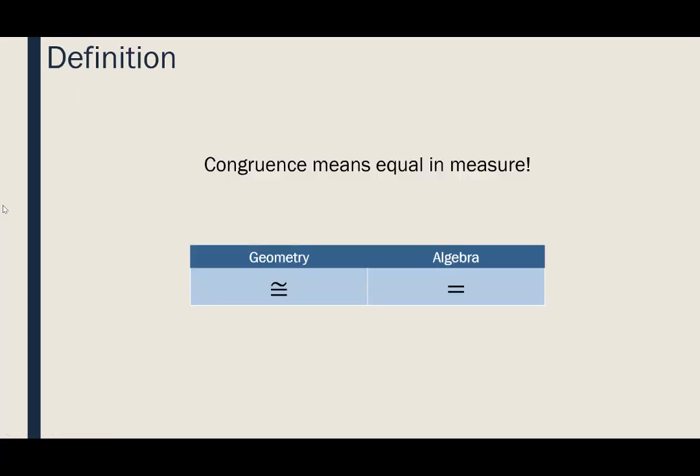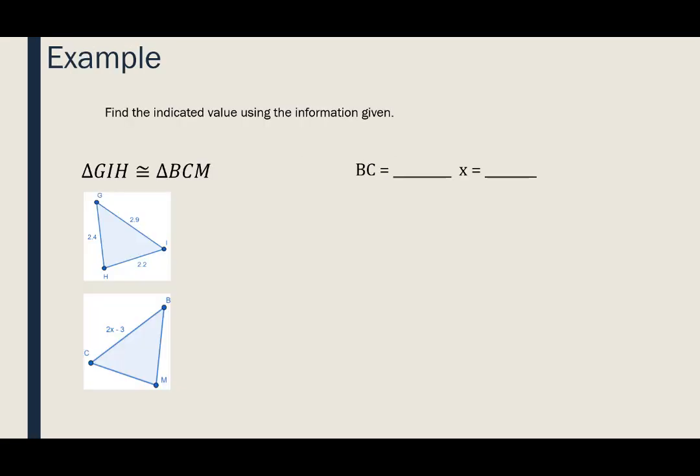But first, let's remind ourselves. Congruence means equal in measure. We're about to move into some algebra skills. So in geometry, we say congruent. In algebra, we say equals. So find the indicated value using the information given. So here we're given a congruent statement. Triangle GIH is congruent to triangle BCM. So the first question is, find the measure of BC.